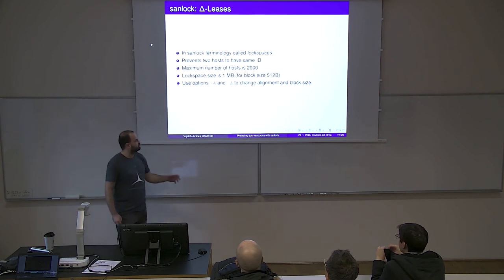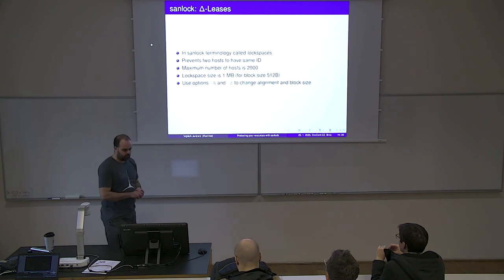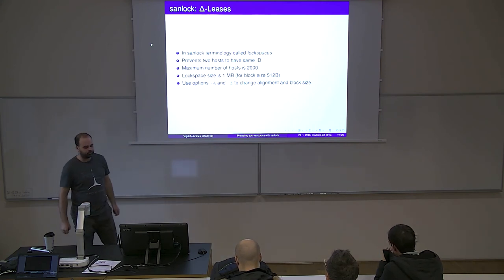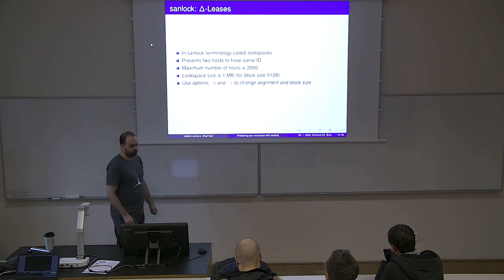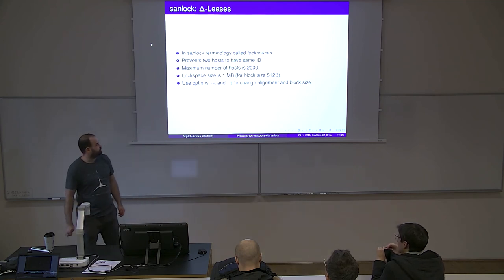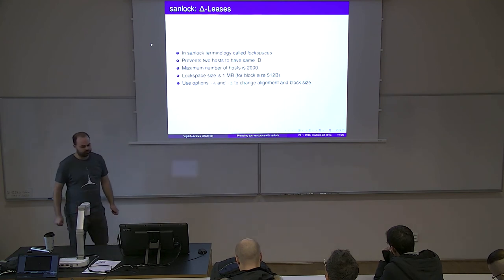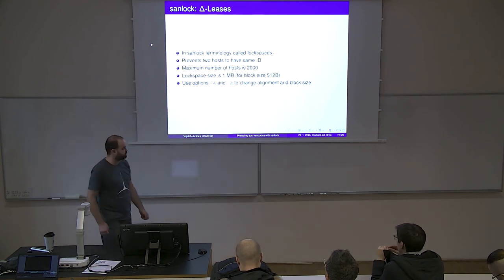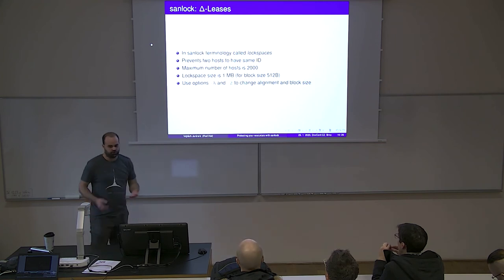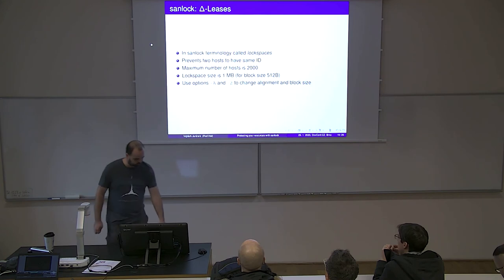But recently it has changed, and you can also use a different size, not to support a higher number of hosts, but to support disk drives which have a block size of 4 kilobytes. And you can configure this with these parameters, but 2000 hosts is still a limitation hard-coded in sanlock. But actually, if you want, you can very easily change it in the source code, but you have to recompile sanlock.